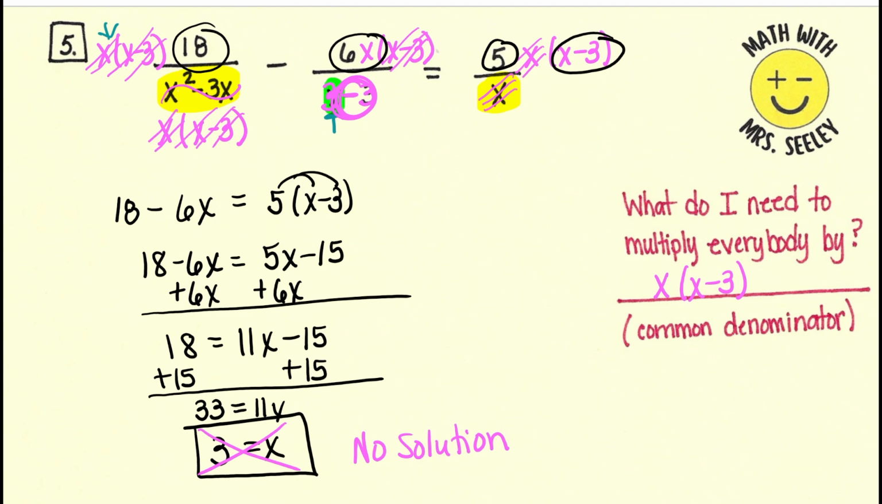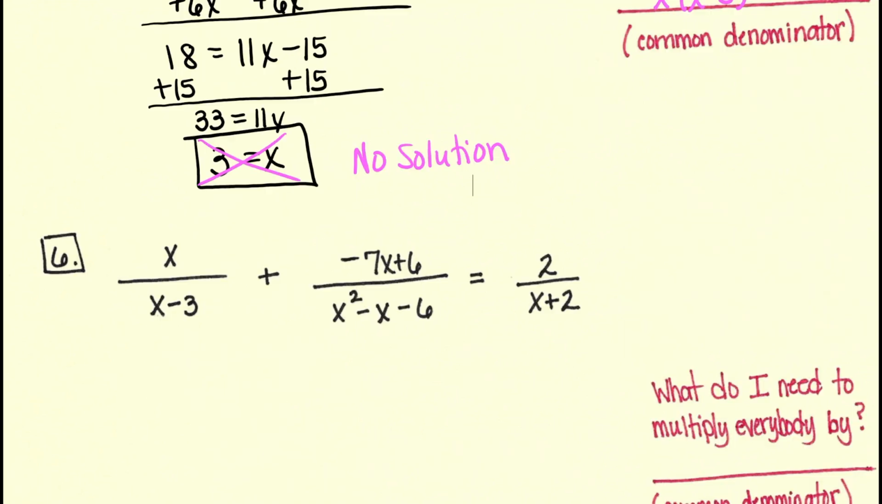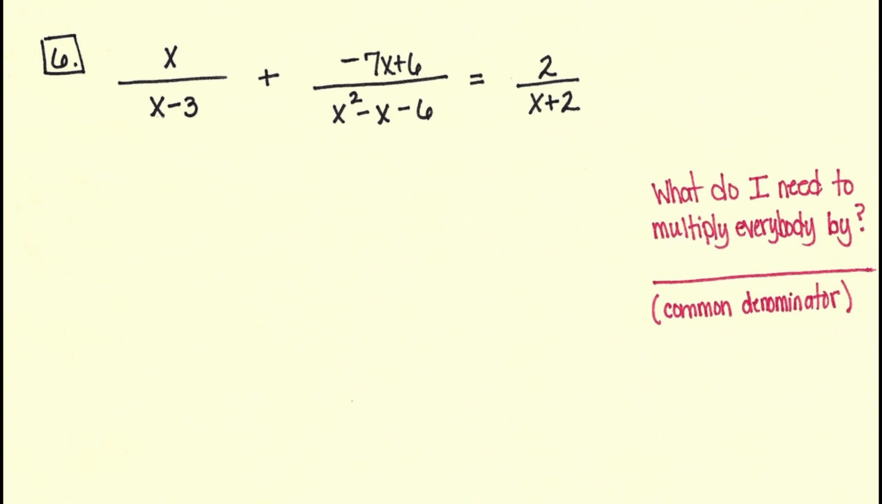All right, let's take a look at example 5. On number 5, we need to look at those denominators and see what we got. So we have an x minus 3, we have an x plus 2, and then we have this trinomial that needs to be factored so that we can see what we really have there.